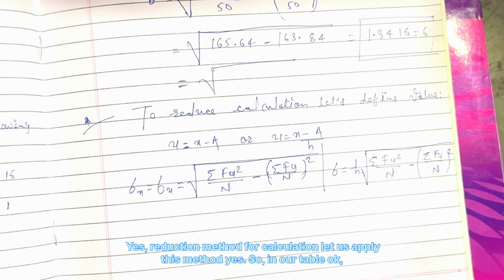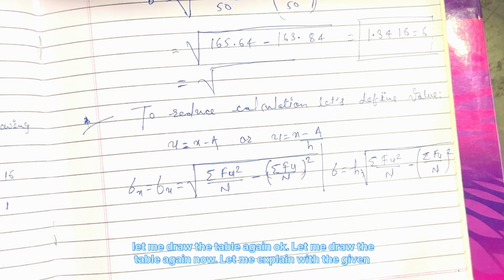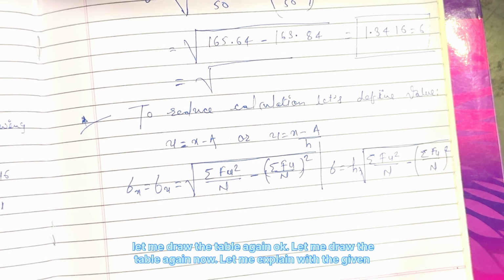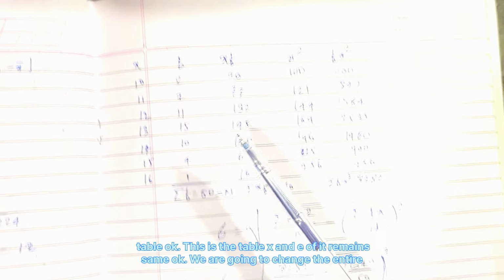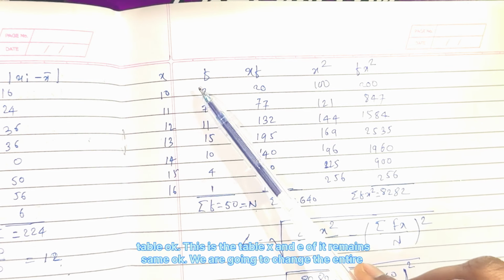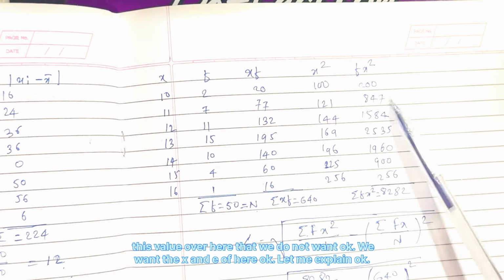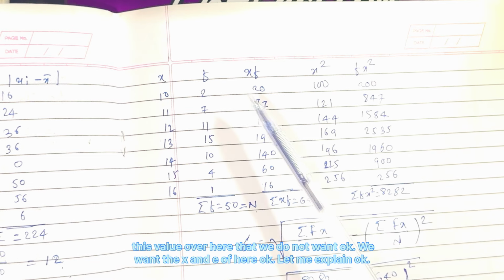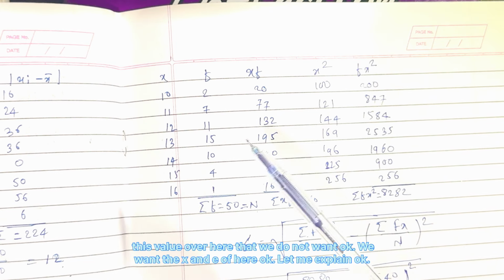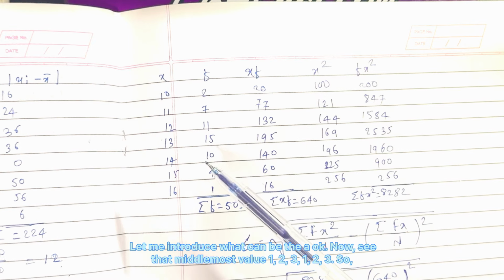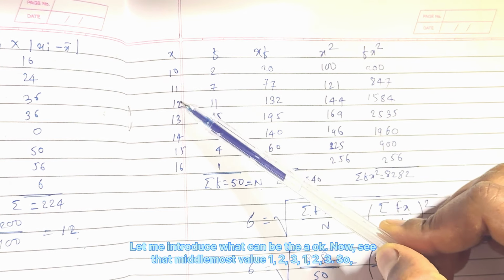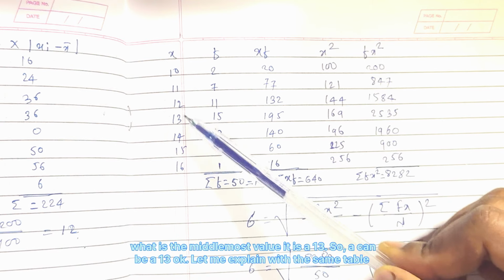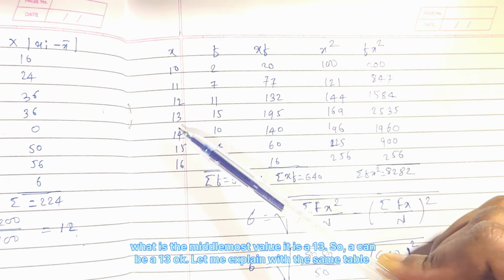Let's apply this method. In our table, let me draw the table again. Now let me explain with the given table. This is the table, x and f remain the same. We are going to change the other values over here, which we don't want. We want the x and f here. Let me introduce what the a can be. Now see the middlemost value, 1 2 3, 1 2 3. So what is the middlemost value? It is 13. So a can be 13.